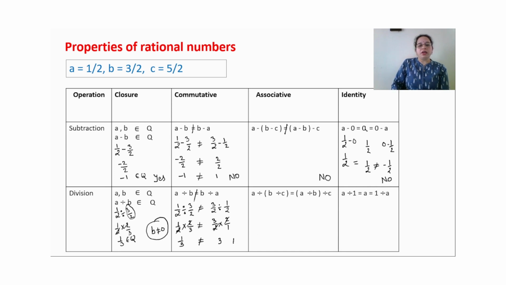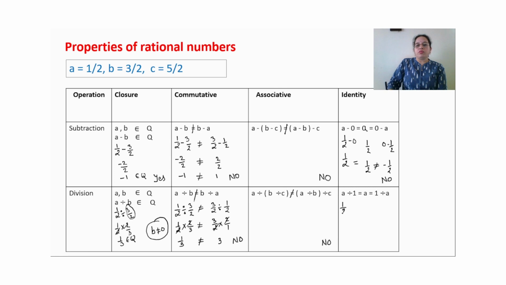So what does it mean? No, we cannot observe commutative property in division. Again, my dear student, this is your work. Substitute the values and find out whether the right hand side and left hand side answers are equal or not. But by logic, we can say that if this is not true for 2, definitely this will not be true for 3. So this should not be equal, and we can say no, we cannot observe associative property in division of rational numbers.